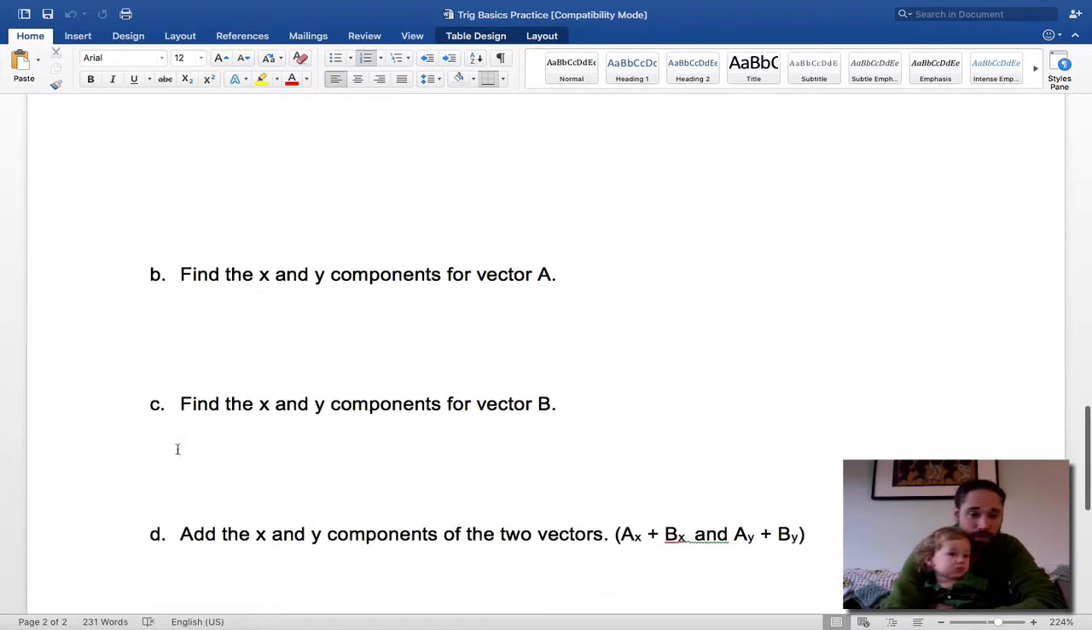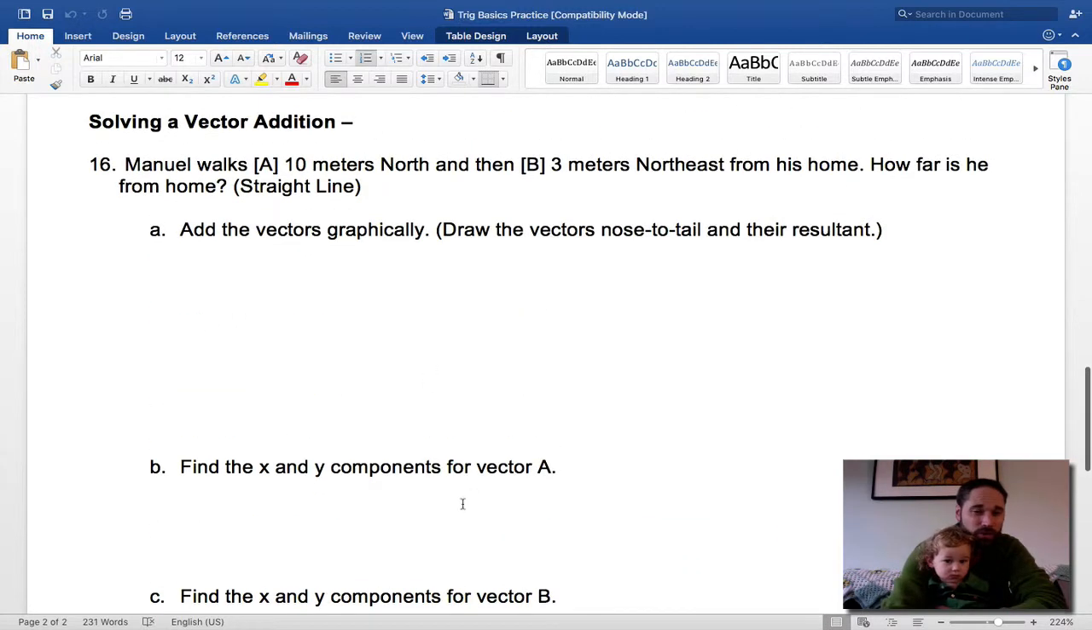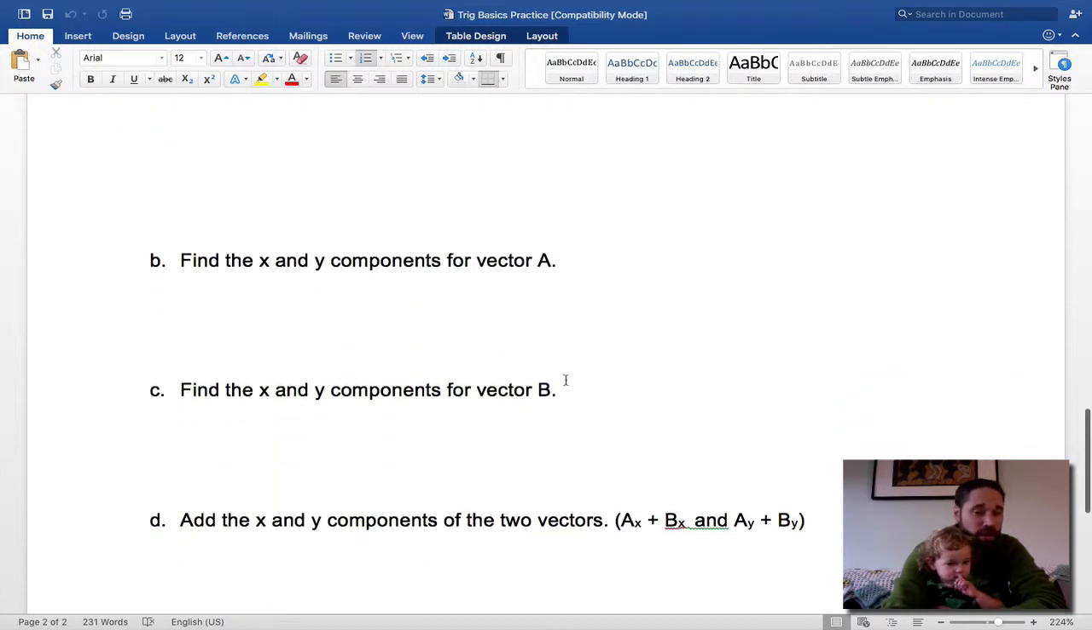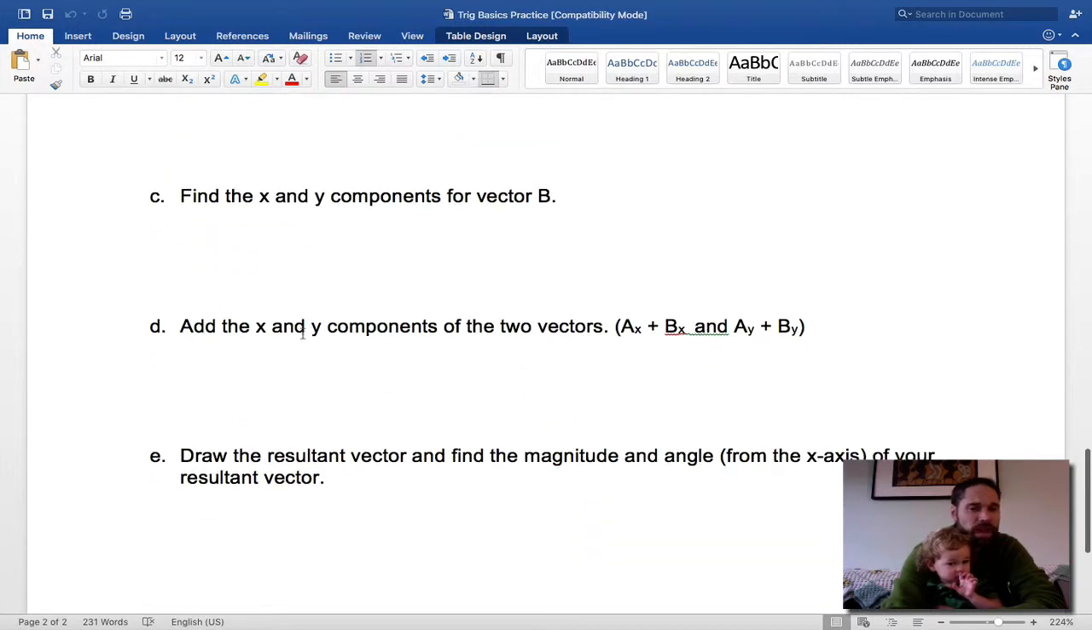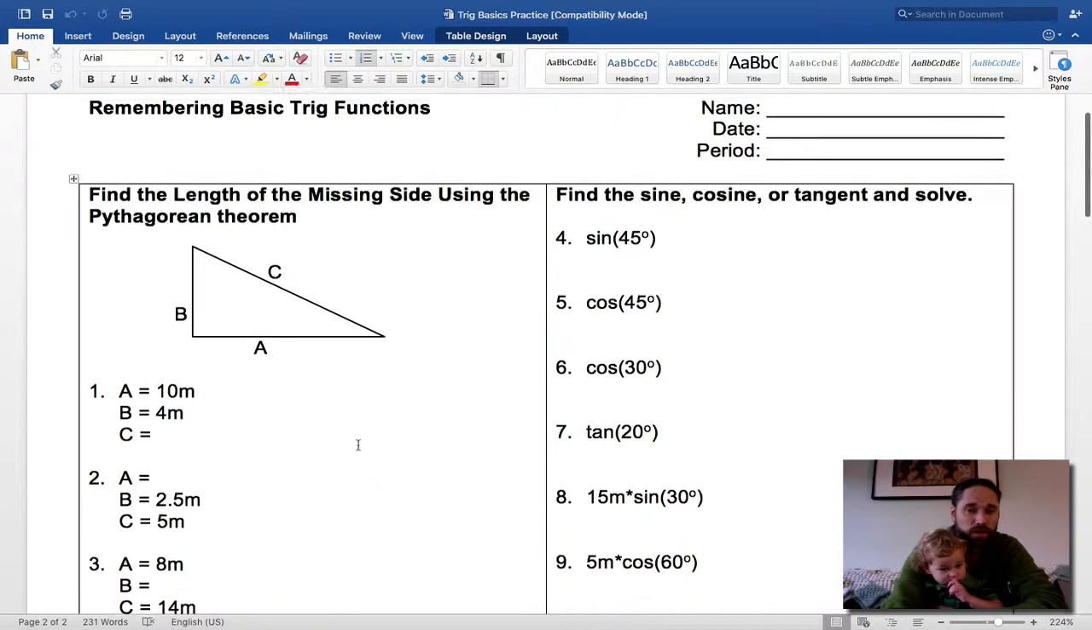However, when we come down here to B, C, and D, I am asking you to find the x and y components of A, which is a little tricky because it's just going straight north, so think about what that would mean for each of those components. B is a 45-degree angle, remember, so x and y components for that 45-degree angle. And then add the x and y components, so add the two x components together, and then the two y components. And then last but not least, please draw the resultant vector, magnitude and angle from the x-axis, for your resultant vector. So I wish you luck.